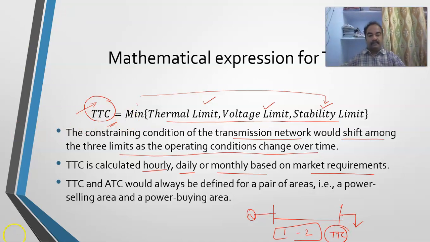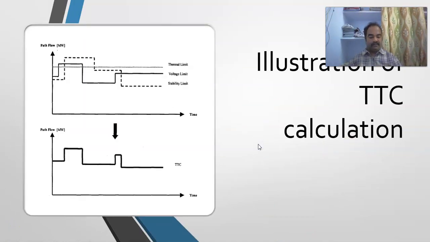So the next thing is an illustration of how TTC will be computed. If you carefully see, with respect to time, this is a stability limit, the single loaded line.